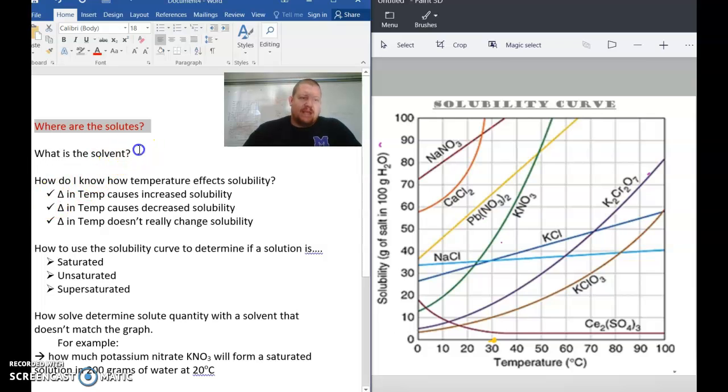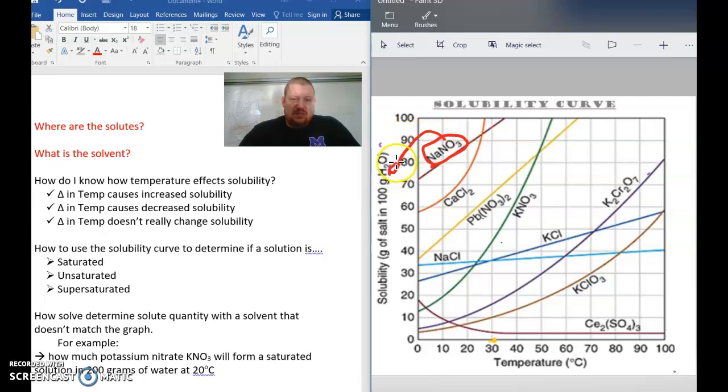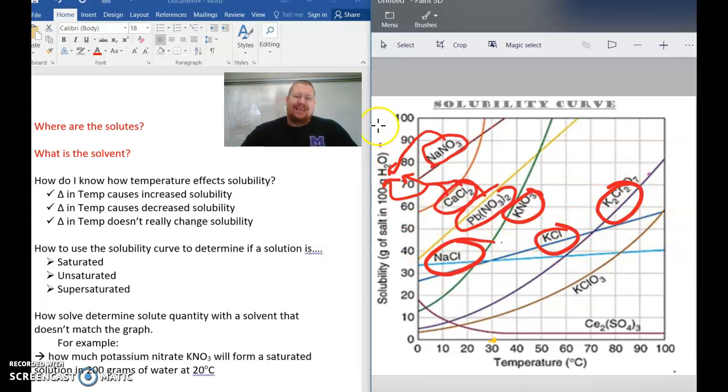So we're going to answer both of these questions together. If you look over here on the graph, NaNO3 is a solute. It is dissolved into the solvent, which is water. CaCl2 is a solute. It is dissolved into the solvent, which is water. Lead nitrate, yep, that's a solute too. It's dissolved into the solvent, water. So all of these are solutes, and water here is our solvent.